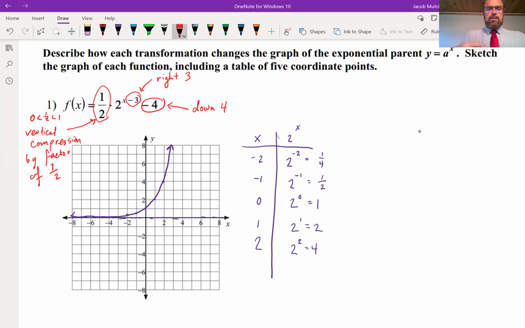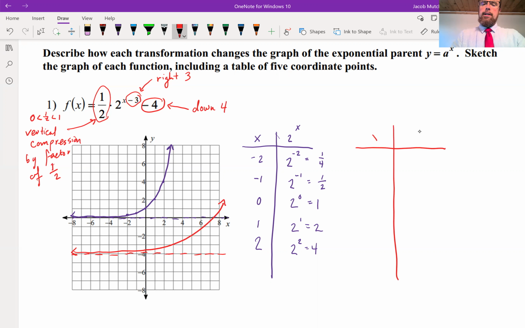So if I were to just sketch in my transformation, I'd say that it had a horizontal asymptote at -4 since it's moved down 4. And then the graph has been moved to the right 3 and compressed. So I expect to see something like that. Now we need to perfect that graph. So the way that I want to do it is by proving it by creating another table and plotting that here along with our parent function.